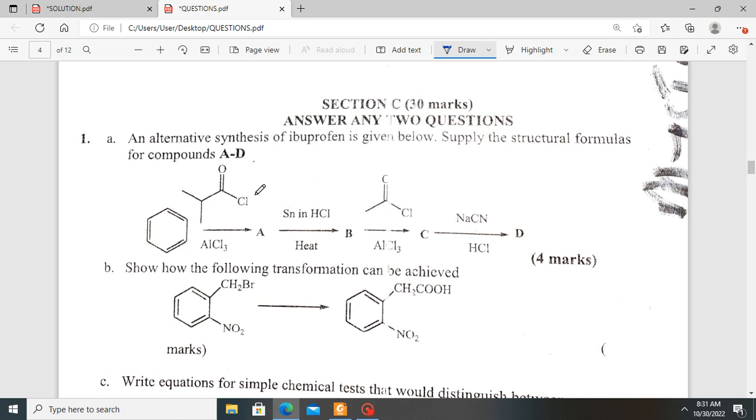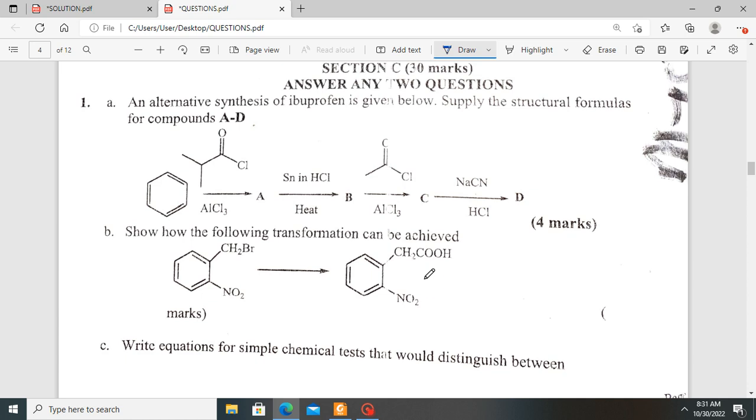Section C says an alternative synthesis of ibuprofen is given below. We have to supply the structural formulas of compounds A to D. The first one is an acylation reaction. The second one is a reduction of the acyl group. The next one is another acylation reaction. And the next one is formation of a cyanohydrin from an acylated benzene. So let's get the reactions here.